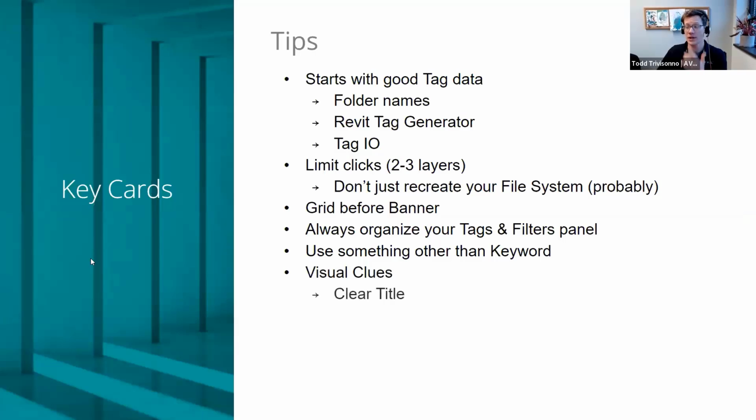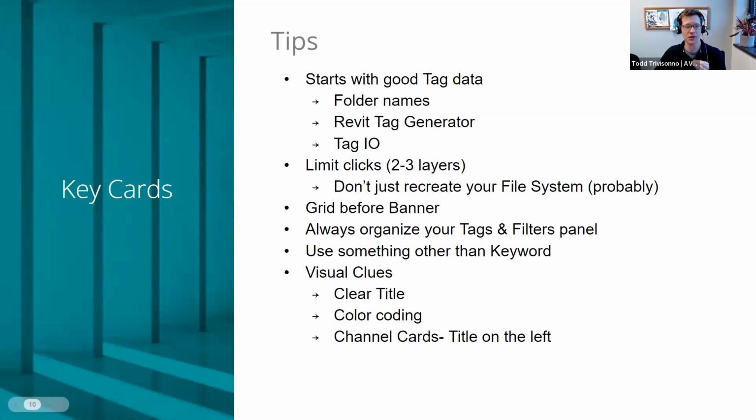Visual clues. In terms of the way that things look, good, clear titles are very helpful. Color coding, I see that all the time, also really helpful. This discipline is this color, this discipline is that color, like we saw in Seema's example. And at least with channel cards, and maybe on key cards sometimes too, having the title on the left tends to be favored. I'll show you what I mean here.